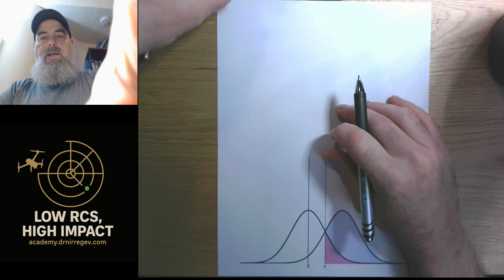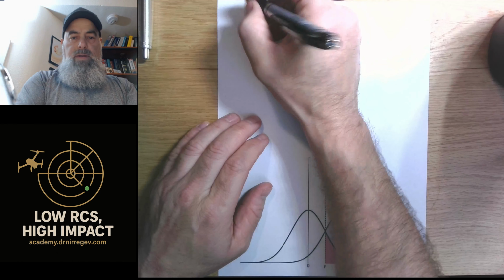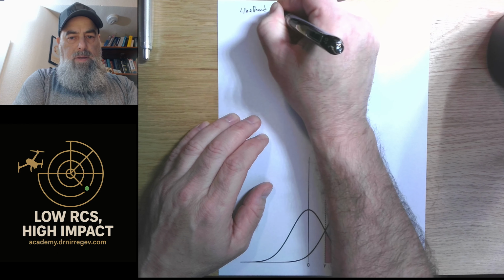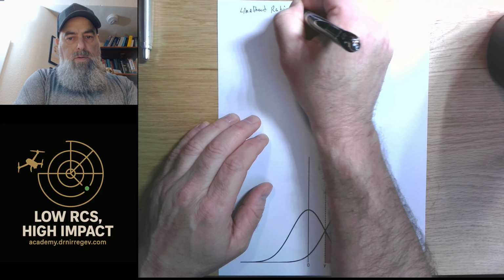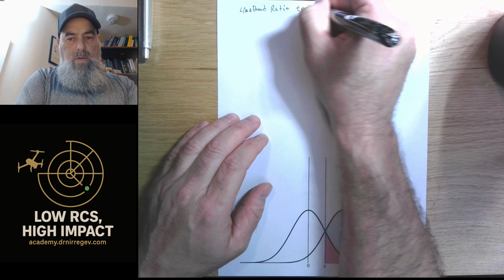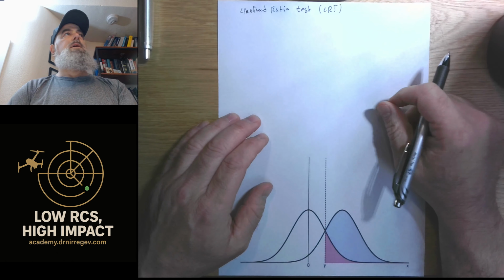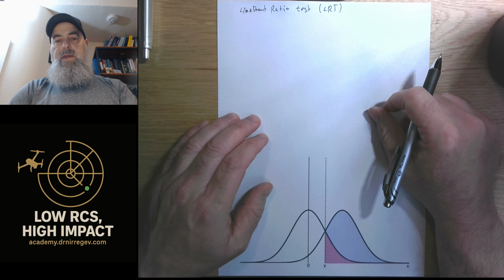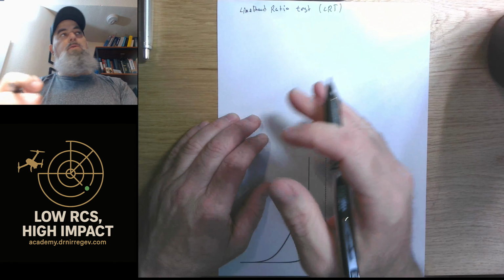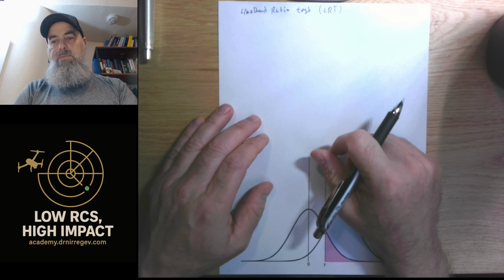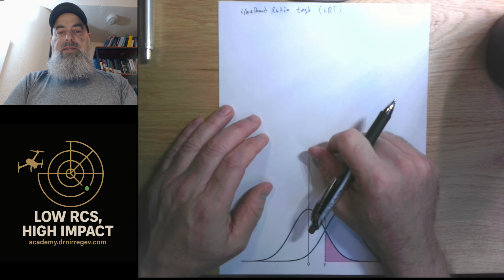All right, so let's get started. Let's do the likelihood ratio test, also called LRT. All right, and we will start by defining a problem. Let's say that we're sampling one sample. Okay, it's not a vector of samples, it's one sample just for the sake of simplicity.